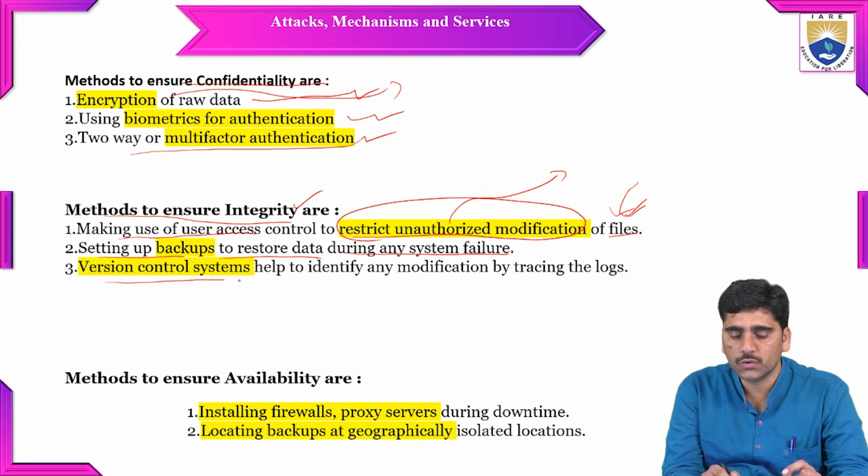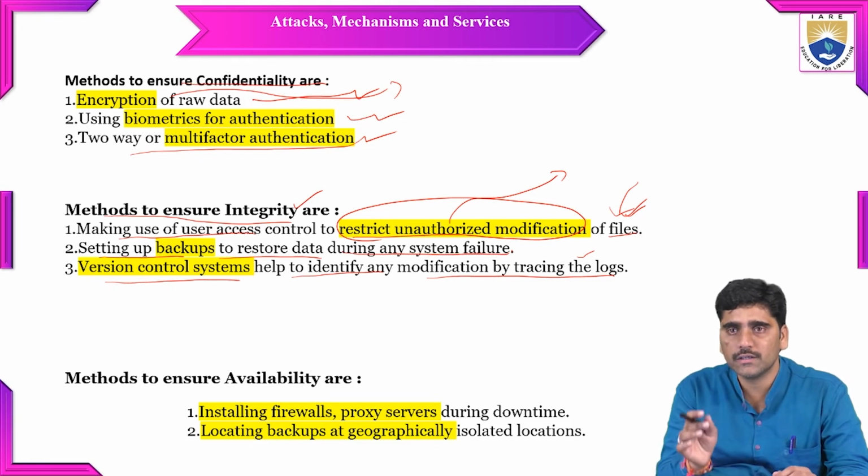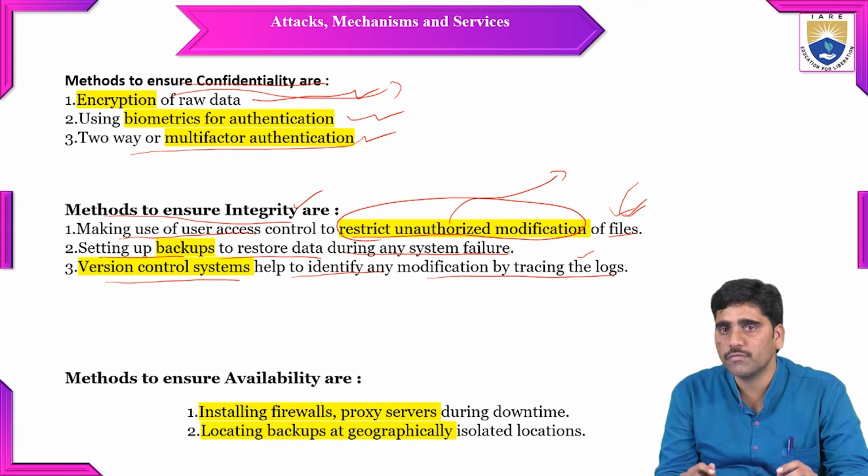And version control systems also help to identify any modification by tracing the logs. So version control systems maintain a log of records. That log has the previous records and previous data, so that you can verify whether data is deleted or modified, and you will have the originality of the data.